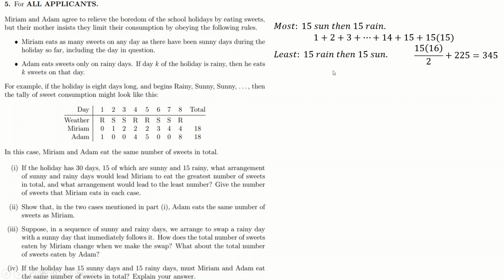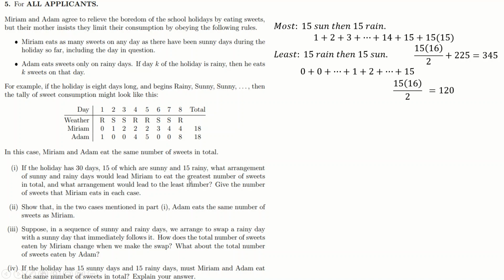Likewise, the least number of sweets she's going to be allowed to eat is when all the rain comes first, because she can't eat sweets unless there's been a sunny day. So if you just do 15 rainy days in a row, she can't eat anything for the first 15 days, and then on the first sunny day, the 16th, she eats 1 sweet, then 2, then 3, then 4, and so on, and you just do 15 times 16 over 2, which is this here.